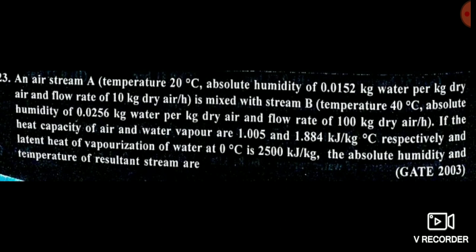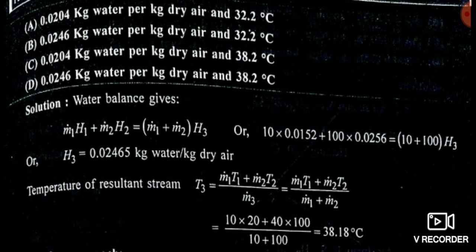Here it is a question of mixing also. A stream A having absolute humidity of 0.0152 is mixed with a stream B with absolute humidity of 0.0256, and flow rate is given and heat capacities are given and the latent heat of vaporization is given. It is asking about the absolute humidity and temperature of the resultant stream. Friends, for solving this type of mixing question, you always remember that we are going to apply the conservation of mass, conservation of humidity, conservation of mass into temperature.